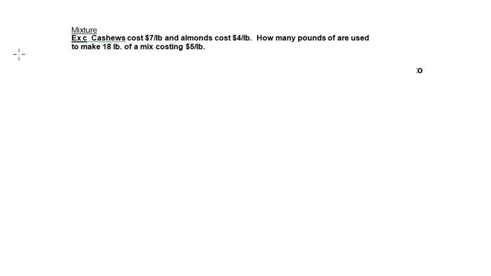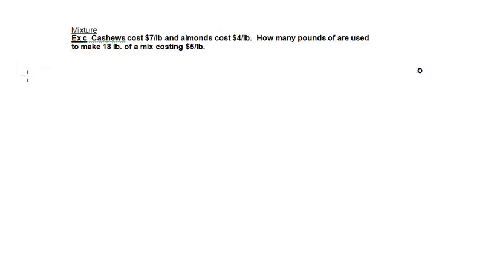Here's another example of an application which uses a system of two equations and two unknowns. This one's a mixture problem. So we've got cashews that cost $7 a pound and almonds that cost $4 a pound. And so the quantities that we are looking for, it asks us how many pounds of each are used to make 18 pounds of a mix costing $5 a pound.